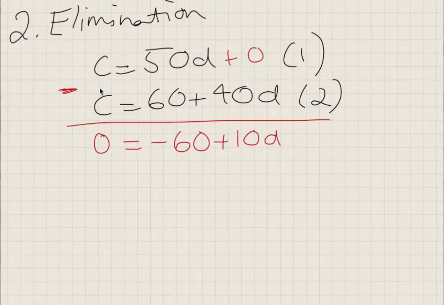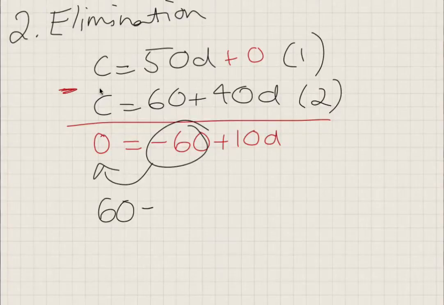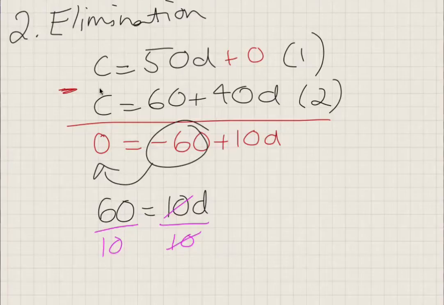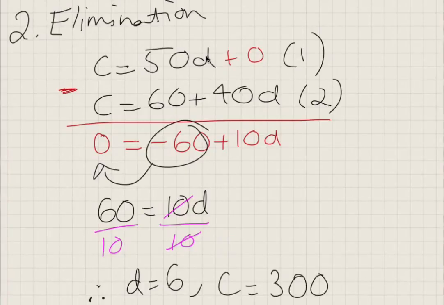Then solving this, it doesn't really matter which side you get the 60 on, but it's easy just to move this over to here and make it positive. So 60 equals 10D. And then once again, dividing by 10, so that these cancel out, we are left with D equals 6. And same as before, you can substitute it into this first equation to get that C is equal to 300. So that's it for that example.